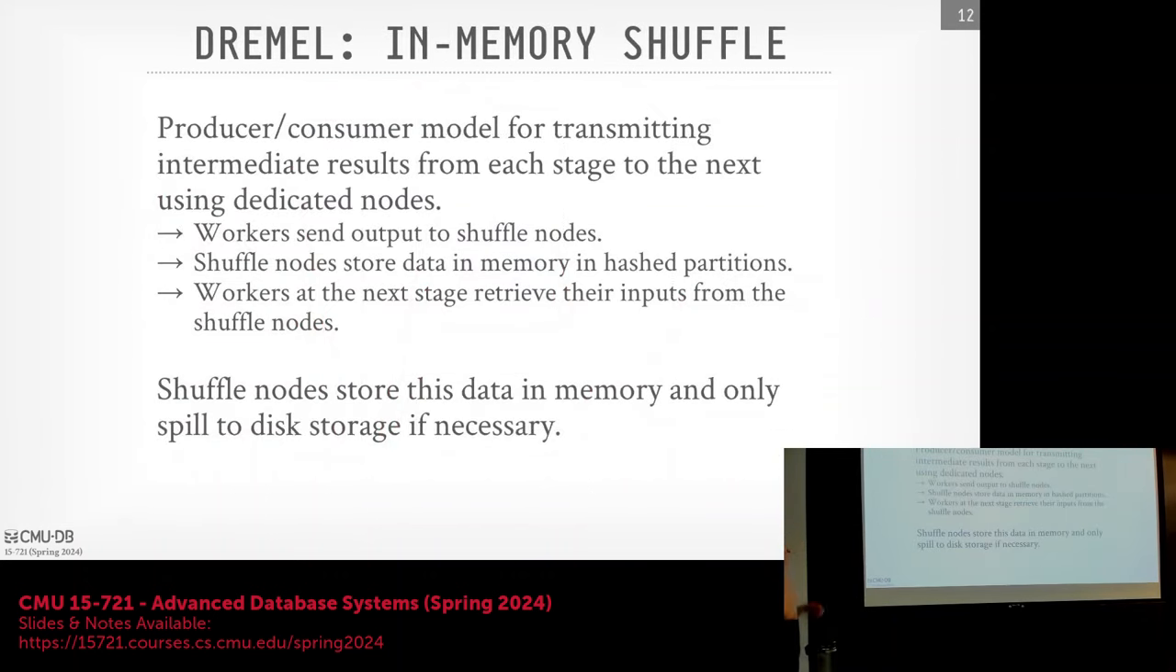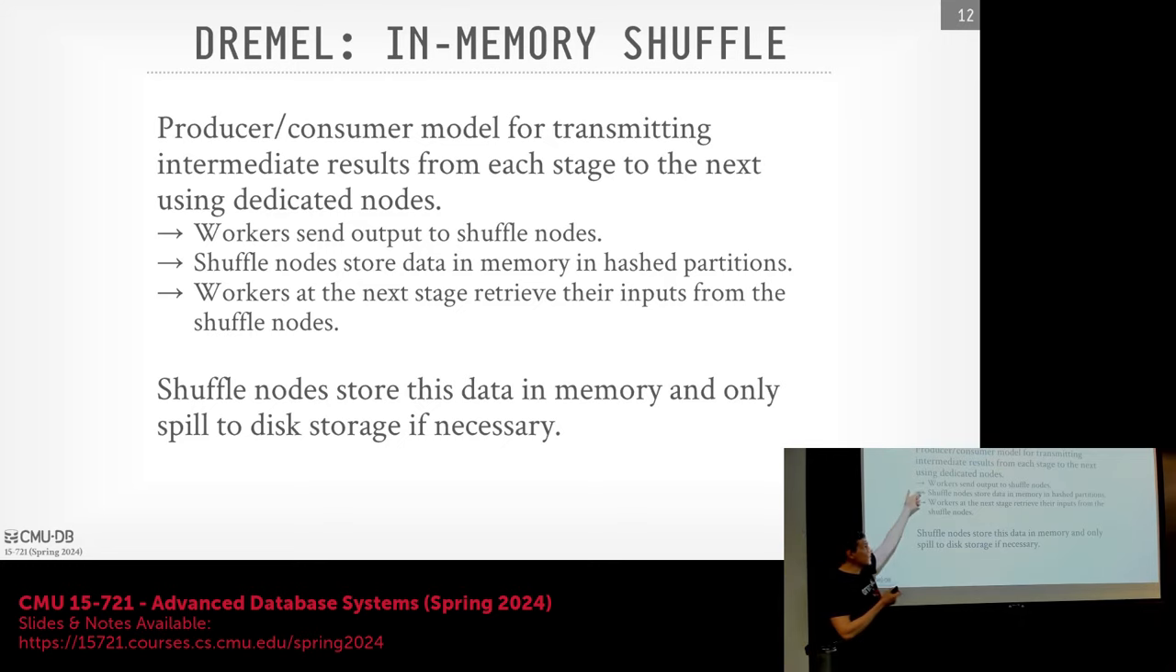So the shuffle is basically a producer-consumer model. It's just a way to send the intermediate results from one stage to the next, using this dedicated service. As the paper talks about, this in-memory service is used not just for Dremel. I think Dremel is the main consumer of this service. It's used in other services within Google as well.